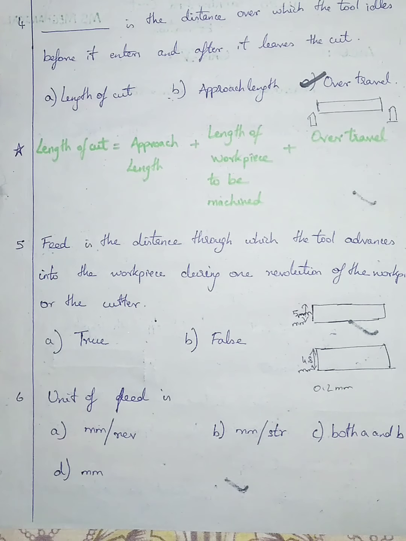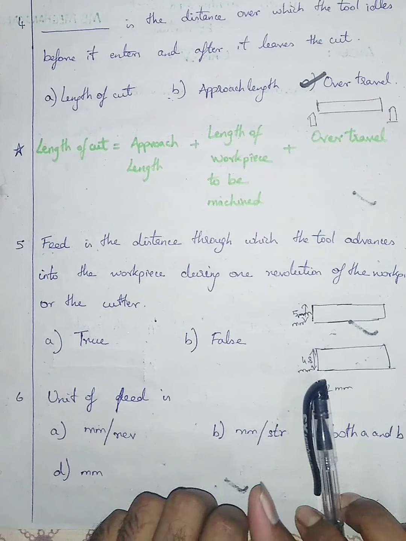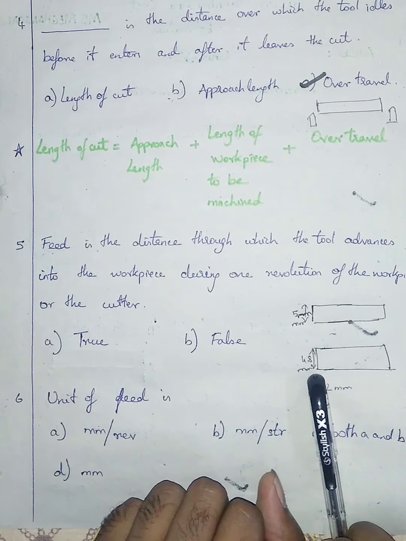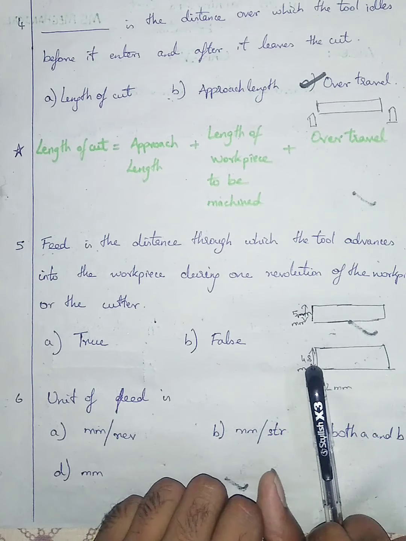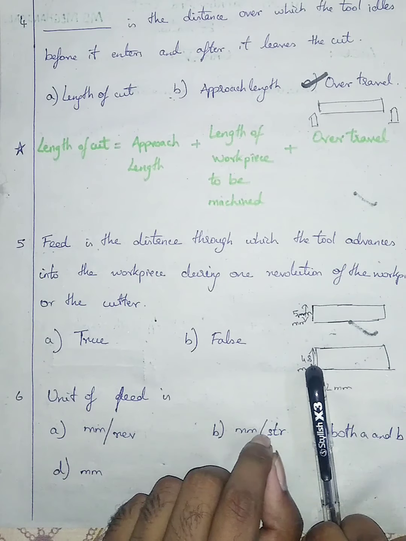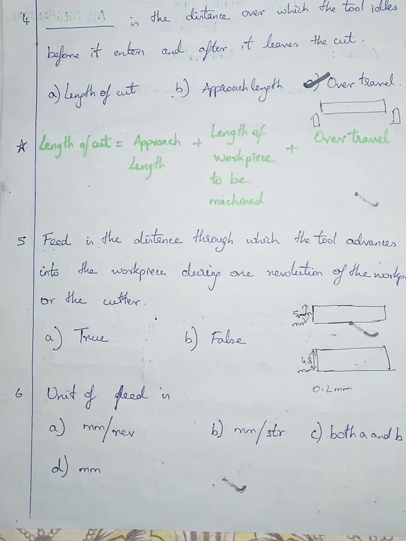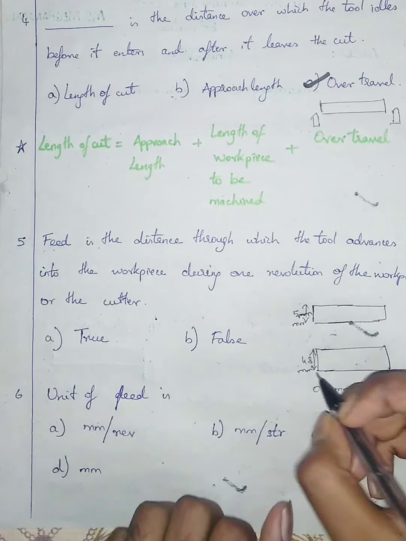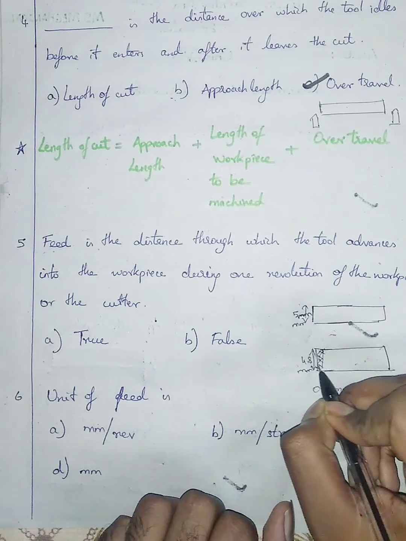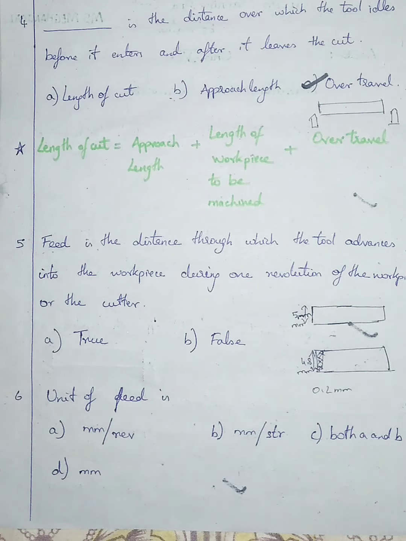Now I think you understand. Feed is the distance through which the tool advances into the workpiece during one revolution. This is the tool. Just imagine it is running. We are keeping this till here to 0.2 mm. It will be cut in the whole surface, the whole circumference. This area will be cut to 0.2 mm. That is the feed. It is the distance through which the tool advances into the workpiece during one revolution of the workpiece or cutter. That is called feed. So I am going with option A, true.